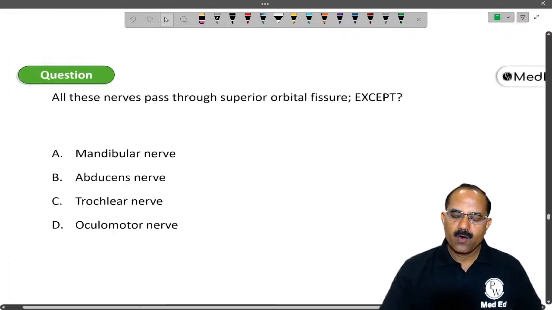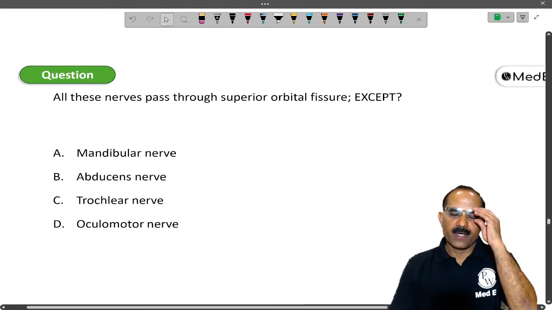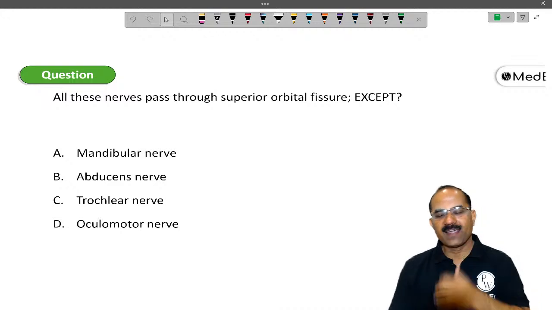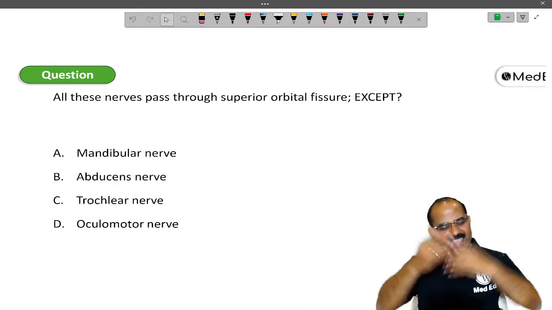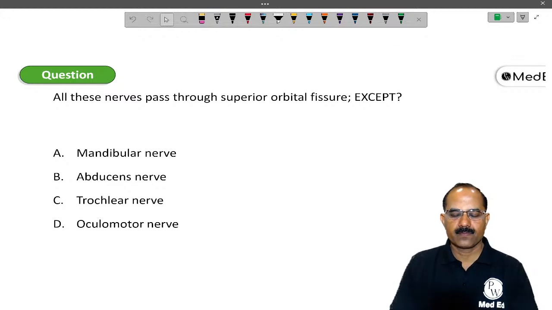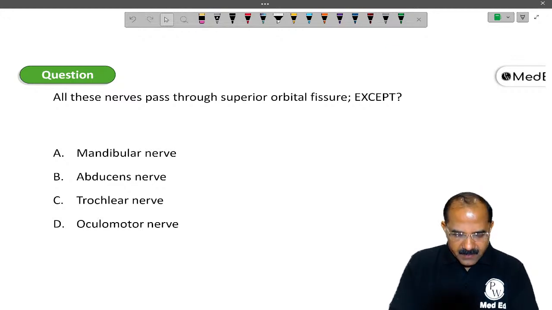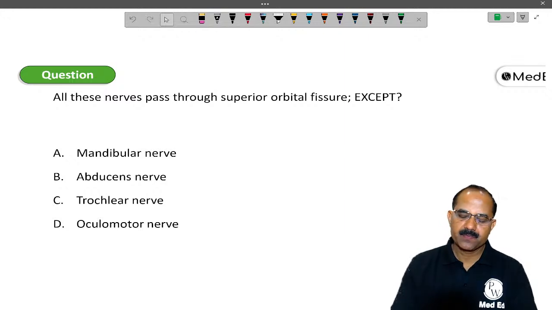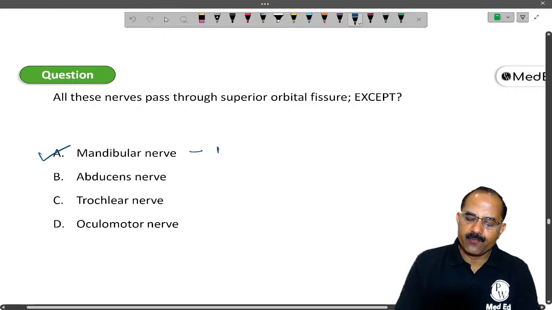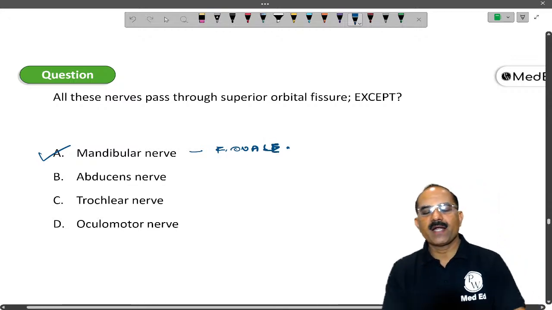Okay. All the following are parts of the superior orbital fissure except, any guesses? Easy MCQ, children. Answer this. Any guesses? Mandibular nerve, yes. Mandibular nerve goes out through which foramen? Foramen ovale. The mandibular nerve goes through foramen ovale.